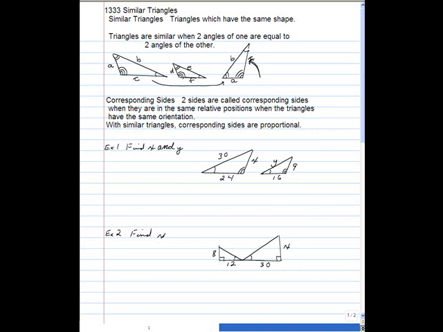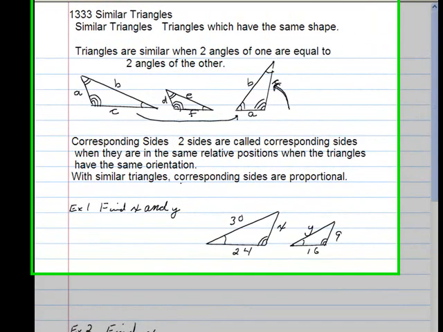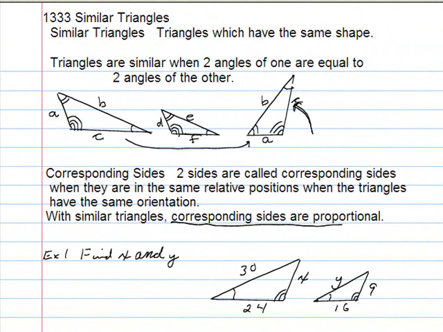And our rule says, with similar triangles, corresponding sides are proportional. Proportional means that if you draw a ratio of corresponding sides, like A to D, then that is going to be exactly the same ratio as the ratio of any other two corresponding sides. So A to D would be the same ratio as B to E, so I could put an equal sign between them. And that would be the same ratio as C to F.